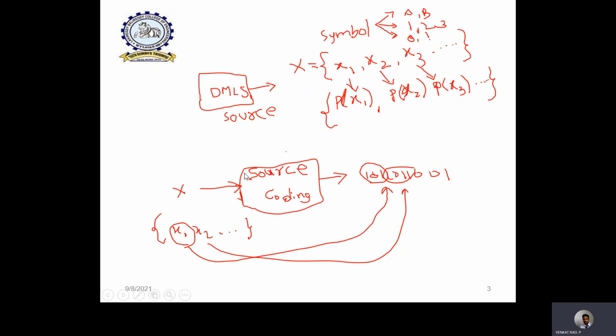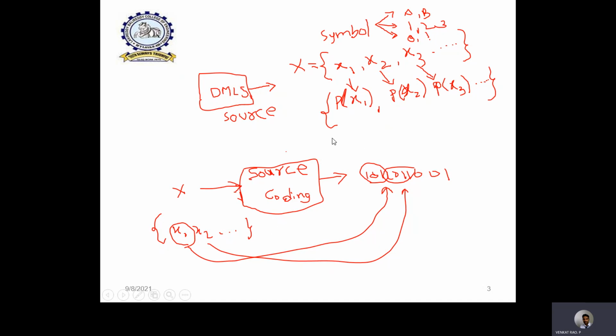Okay, so as I already said, what is the meaning of source coding? Every symbol is going to be converted into some group of bits, either 3 bits, 4 bits, etc. Since we are saying that Huffman coding is a variable length coding, that means some symbols are assigned 3 bits and some symbols are assigned 4 bits. That means the number of bits assigned to each and every symbol is varying.